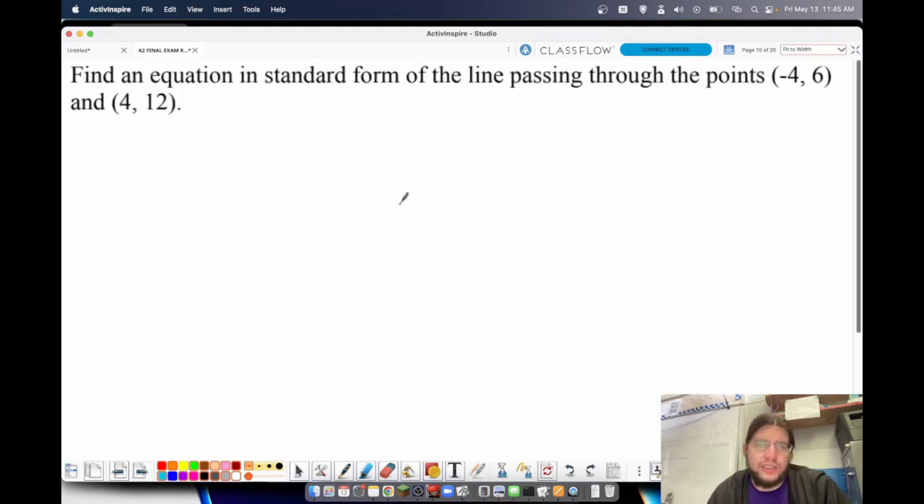Again, find an equation of the line in standard form. This time we have 2 points. Always start with point-slope form. We're trying to find the equation of the line. Doesn't matter what you call x1 and y1. You can use either set of points. Makes no difference. What you do need to do, though, is your slope formula.